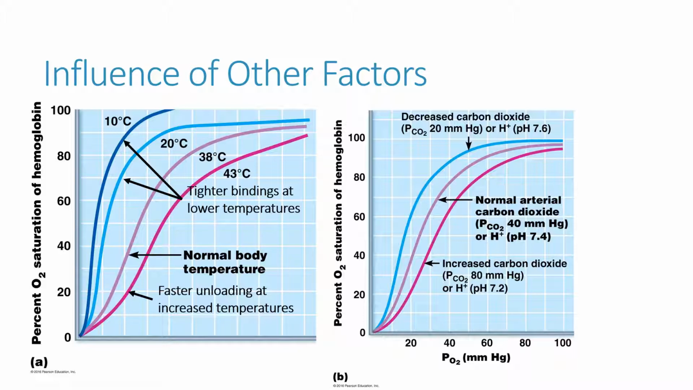The reverse is also true. If we decrease the partial pressure of carbon dioxide, let's say we cut it in half to 20 millimeters of mercury, then hemoglobin binds much more tightly to oxygen. It has increased its affinity when we decrease carbon dioxide pressures.